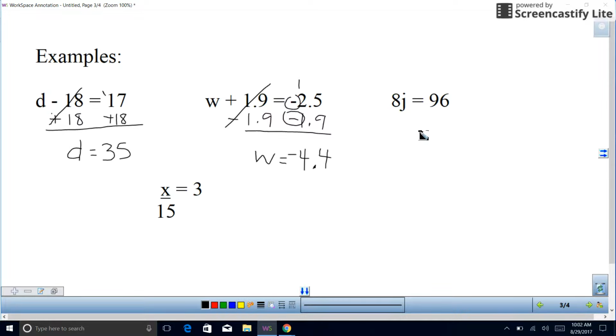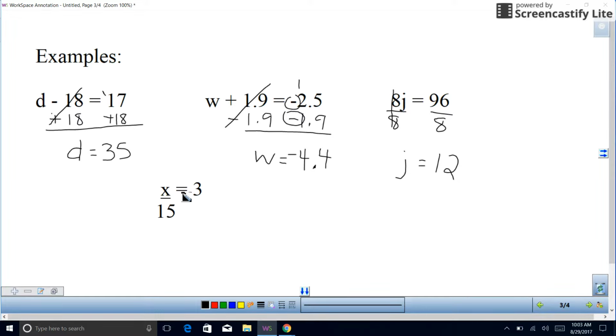So 4, carry my 1, bring down my decimal, and I keep that negative sign. All right, right here I have multiplication. Anytime you have a variable right beside a number, they're being multiplied. So I'm going to divide to solve. All right, and 96 divided by 8 is what? All right, you're right, it's 12.